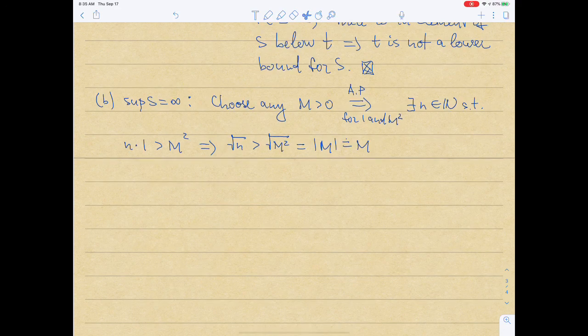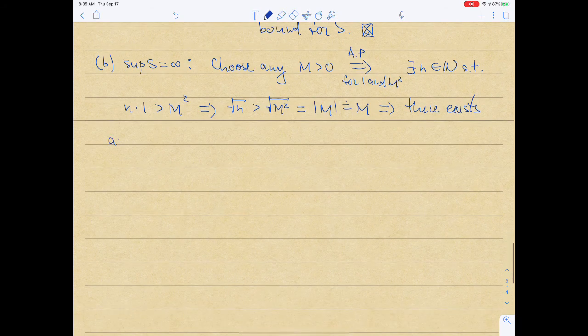So, conclusion is there exists an element of capital S which is larger than m. And because this is true for any m, then I'm done. Then my set is not bounded from above, and therefore the supremum is equal to plus infinity.